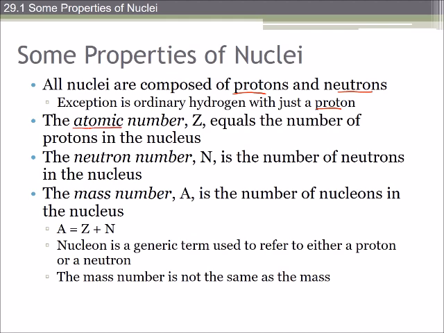The atomic number Z equals the number of protons in the nucleus, and this tells us what element it is. The neutron number is the number of neutrons in the nucleus, and the mass number is A. The mass number is basically the sum of the protons plus the neutrons. Nucleon is a generic term for anything that exists in the nucleus, whether it's a proton or a neutron. And the mass number is not the same as the mass in kilograms. It gives us an idea of what that is, but it's not the same.